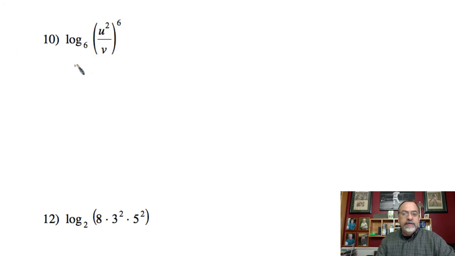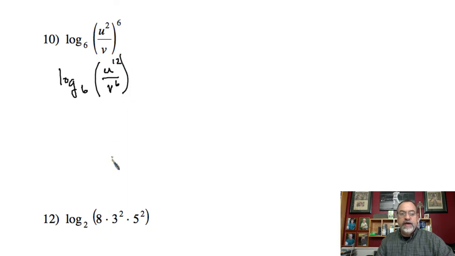Okay. All right, I'm going to skip up to example 10 here, where we have some division. Now, we have this, again, raised to a power, so I'm going to need to simplify this first. So we can take care of that, log base 6. So this is going to be u squared to the 6, so that's going to be u to the 12th. And then the v to the first to that is v to the 6th. So then I have that.